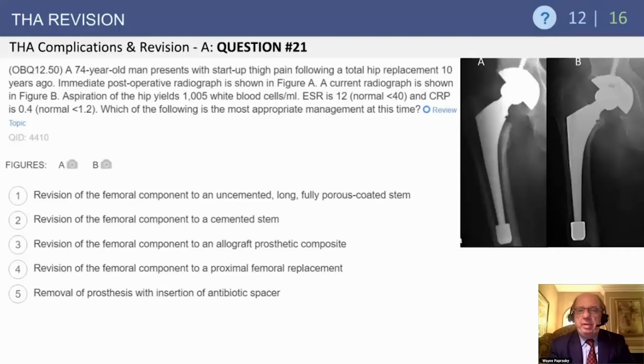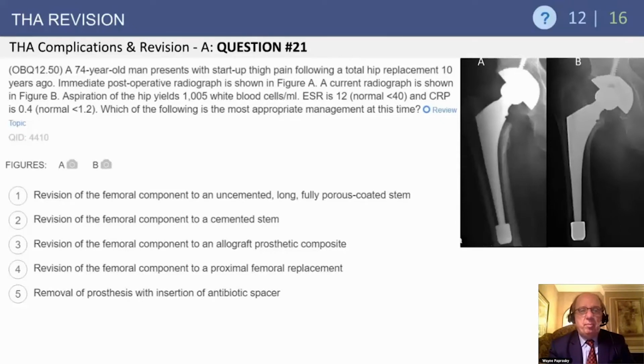So if we carefully look at this x-ray, we can tell that that stem has sunk. It's below where it started out in the post-op x-ray. That's why it's important to always obtain post-op radiographs. So what's our choice? Well, obviously it's not infected, so we're not going to use an antibiotic spacer.